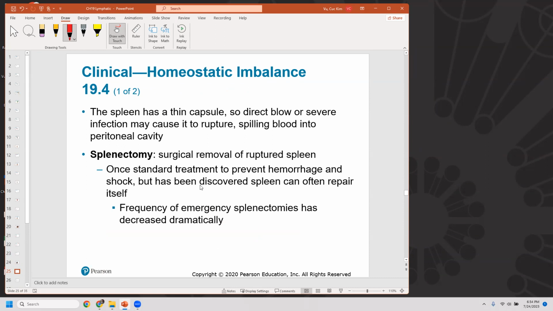Yeah, you can. Because where else can a lot of dysfunction occur? Kidneys. Not so much as kidneys, but the liver. Yep.